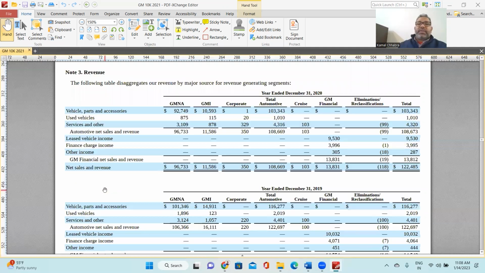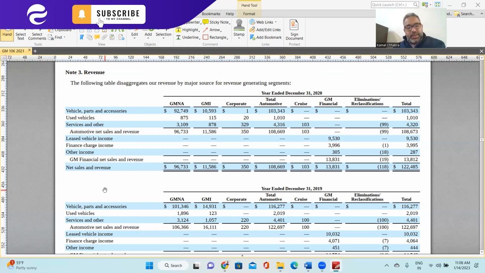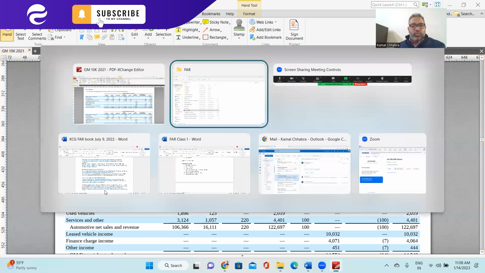Then if you see here in the notes to accounts of the revenue, you will see GM North America, GM International, GM Corporate, and GM Total Automotive. In addition to that, they have GM Cruise, GM Financial, and the elimination of reclassification to reach the final number of revenue. So that's how you need to disclose. Make sense? Now, taking you back to our notes.